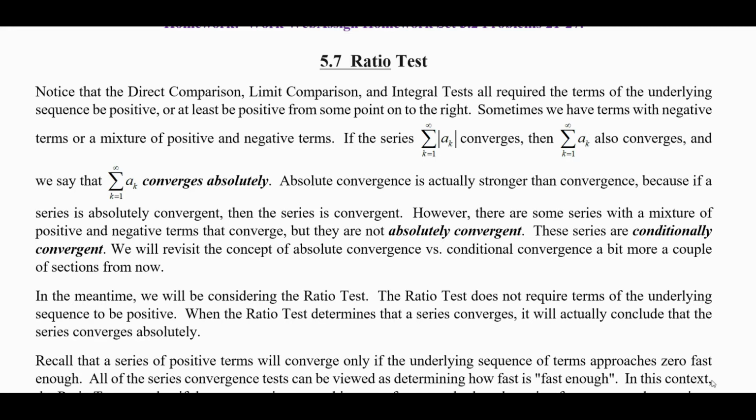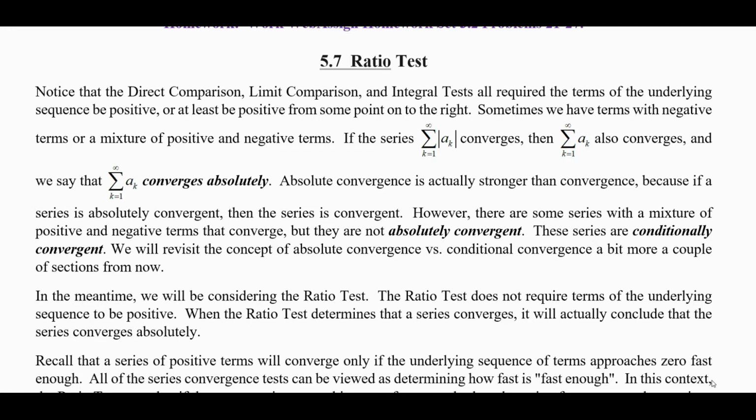If the series, the sum from k equals 1 to infinity of the absolute value of a sub k converges, then the sum from k equals 1 to infinity of a sub k also converges. And we say that the series converges absolutely. Absolute convergence is actually stronger than just convergence, because if a series is absolutely convergent, then the series is convergent. However, there are some series with a mixture of positive and negative terms that converge, but they're not absolutely convergent. These series are conditionally convergent.